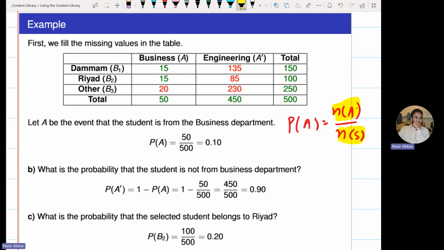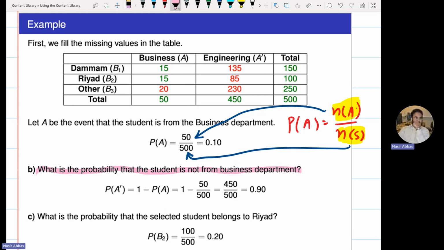How many outcomes in the experiment are favorable to your event A? That the student is business. 50, good. And how many outcomes in your space? 500. So the answer will be 10%. Next question. What is the probability that the student is not from business?